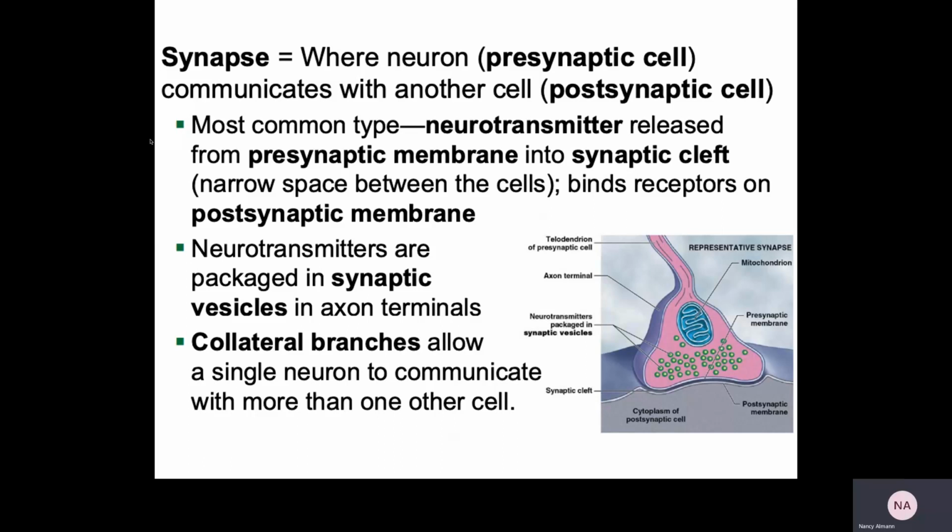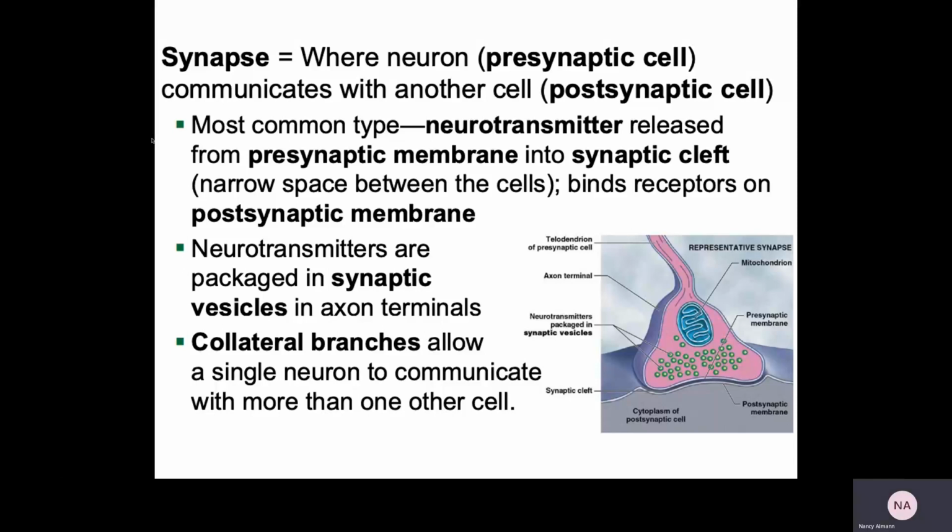Oops, sorry, I went too fast. So we talked about a synapse. It shows you a lovely picture of one. We got an even better, bigger one on the next slide. The synapse is where the neuron, that is the presynaptic cell, communicates with another cell, the postsynaptic cell. In this case, we're talking about neurons. The most common type will release a neurotransmitter into the synaptic cleft, which we talked about. That neurotransmitter will cross the synaptic cleft and bind to receptors on the opposite side of the synapse. Those receptors are on the postsynaptic membrane.